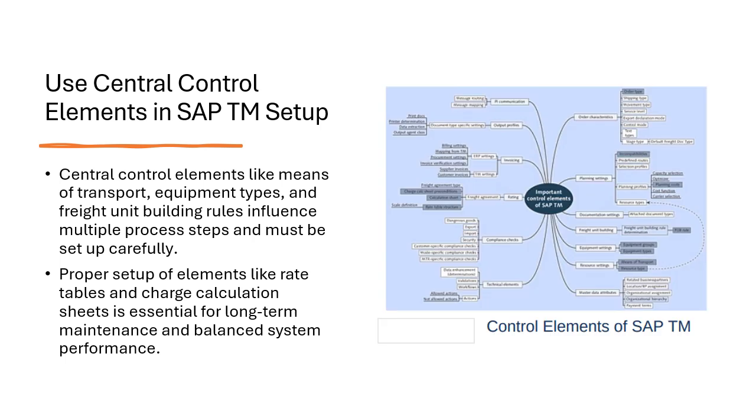This figure shows the key control elements in SAP TM that influence system behavior across multiple transportation processes. It also highlights the hierarchy and interaction between various elements like fleet unit building rules and equipment types, which emphasize their importance in shaping transportation management workflow.